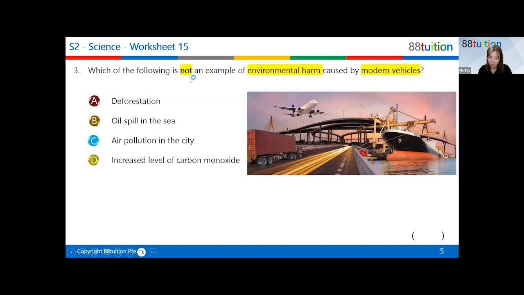Question 3. Which of the following is not an example of the environmental harm caused by modern vehicles? Now, when you think about modern vehicles, what comes to mind? Can you share with me what comes to mind the moment you see the words modern vehicles? Yeah, so majority of you only think about the cars, right? Is that the only vehicle that you can think of? Ships as well, correct. Yes, Jimmy, that's right.